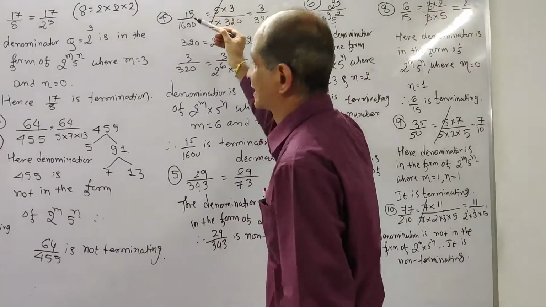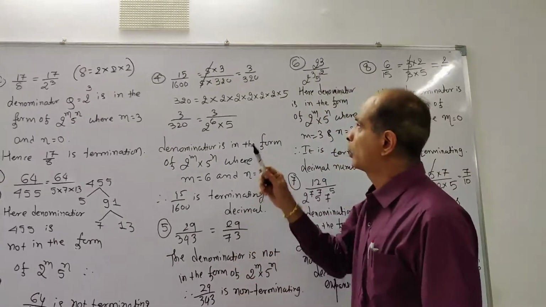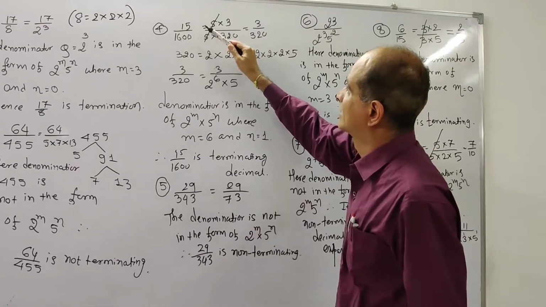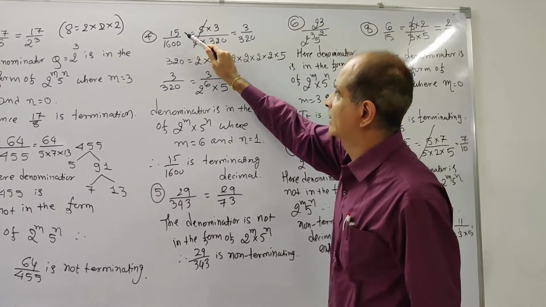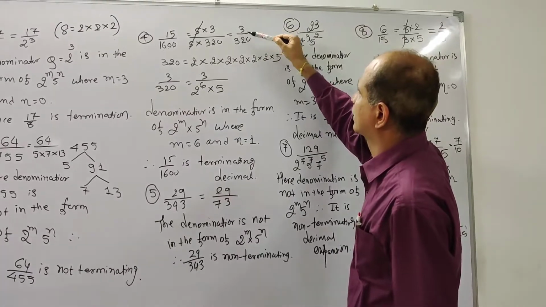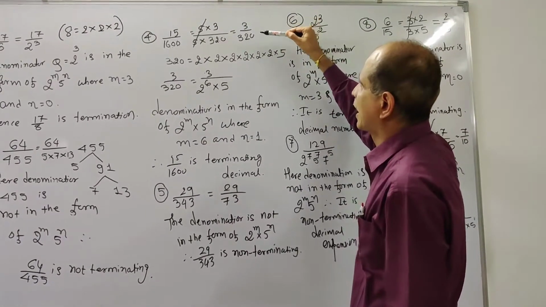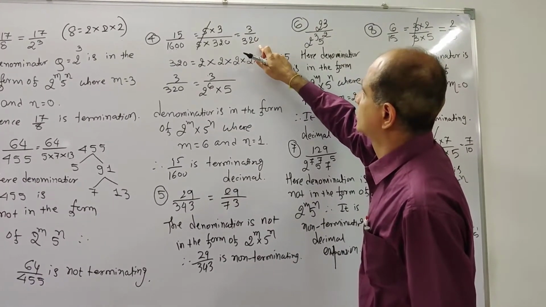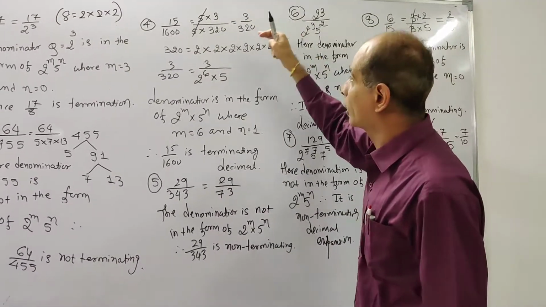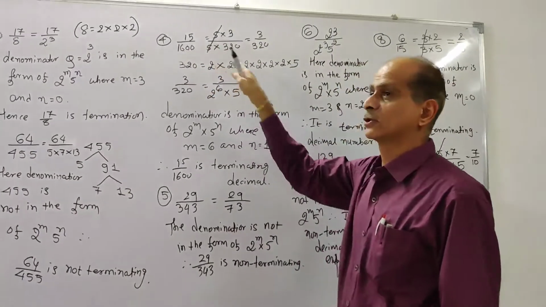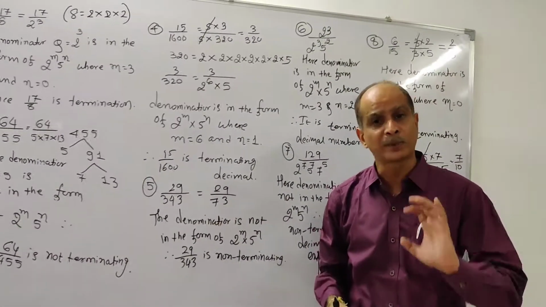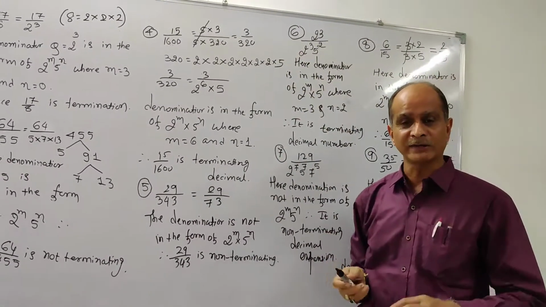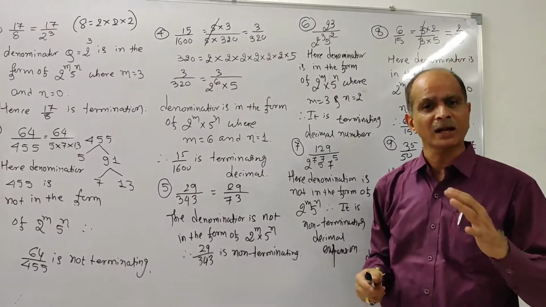So 15 and 1600 are not co-prime. First of all you have to convert into co-prime numbers, and that's why you can cancel this. So 15 upon 1600 is converted into 3 by 320. 3 and 320 are co-prime. So here you have to find the decimal expansion of 3 upon 320, not 15 upon 1600, because 15 upon 1600 is not co-prime. But 3 and 320 are co-primes.